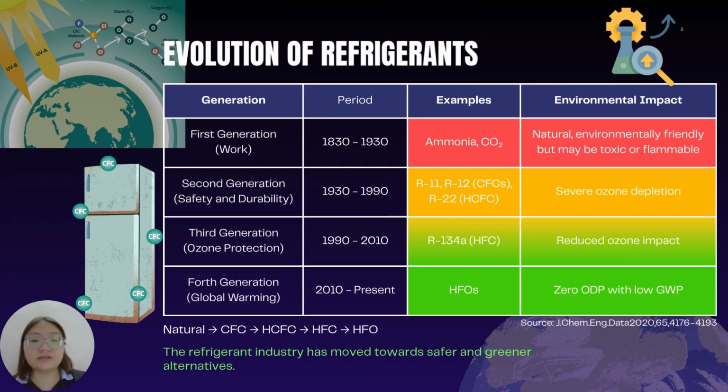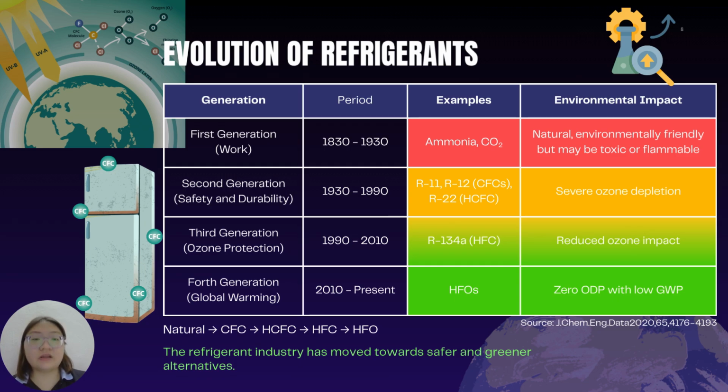The third generation, from 1990 to 2010, focused on ozone protection. Hydrofluorocarbons, or HFCs, such as R134A, were developed without chlorine, giving them zero ozone depletion potential (ODP). However, they still possess relatively high GWP and are now being phased down in many countries.